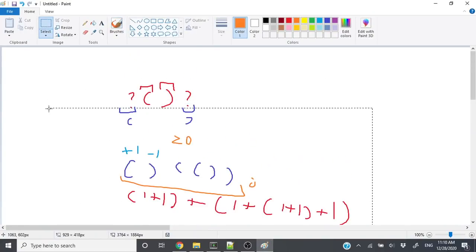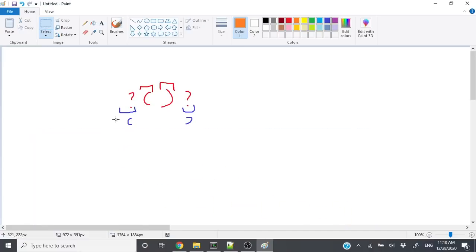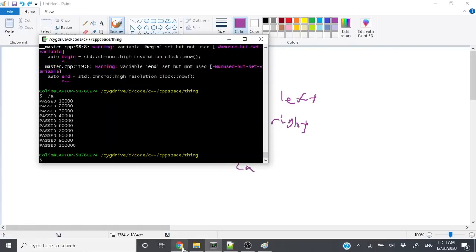Now, the problem is you want to find out if you can make a regular bracket sequence by filling in the question marks with left or right parens. So the first condition is that the number of parens must be the same, which means you have to have x left and x right, which means 2x total. And because x is an integer, that means the length of the string has to be even.